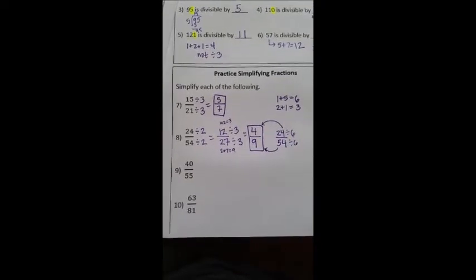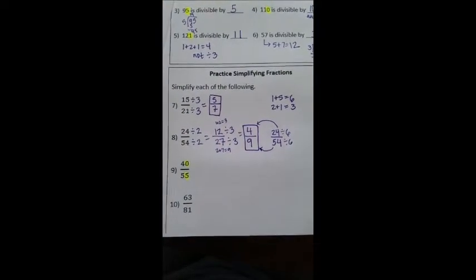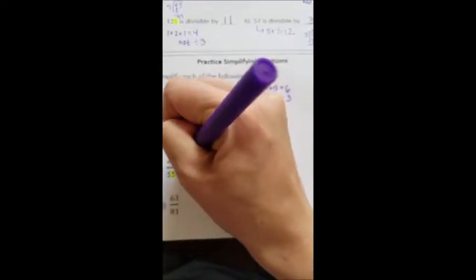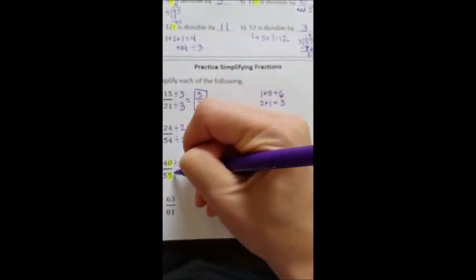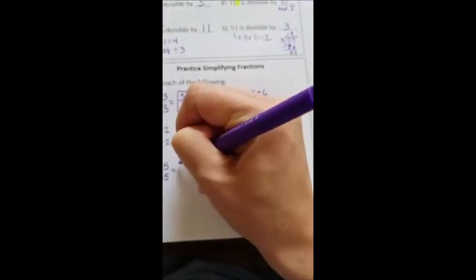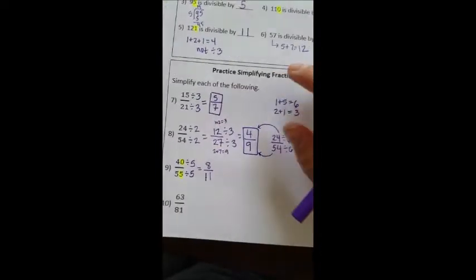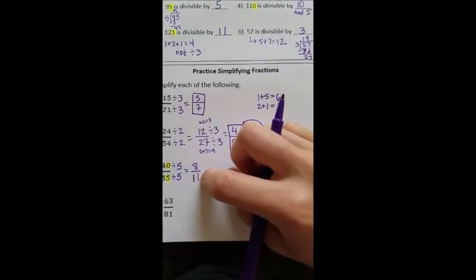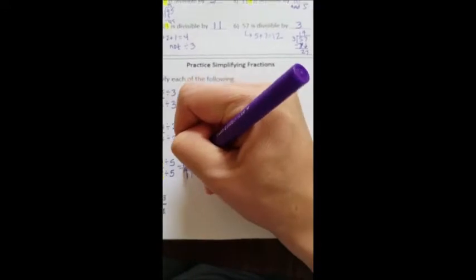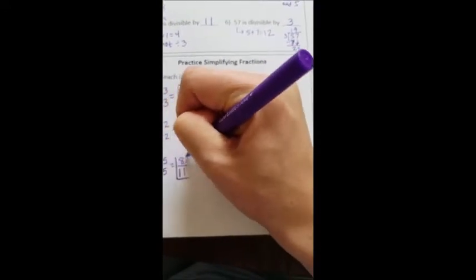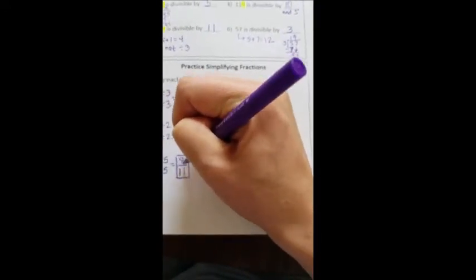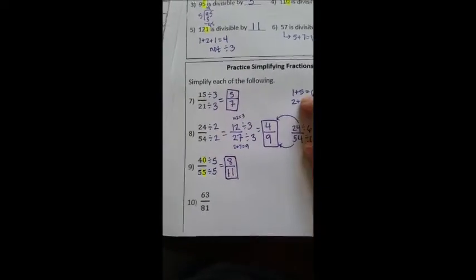So you'll notice these ones end in a 0 or a 5, meaning we can divide by 5. You cannot divide by 10 because this one doesn't end in 0. They have to both end in 0 to divide by 10. So we have 8 over 11. And these don't have any numbers in common that you can divide by, so that is simplest form. So, because they're not even, they don't both end in 5, and they're not divisible by 3.